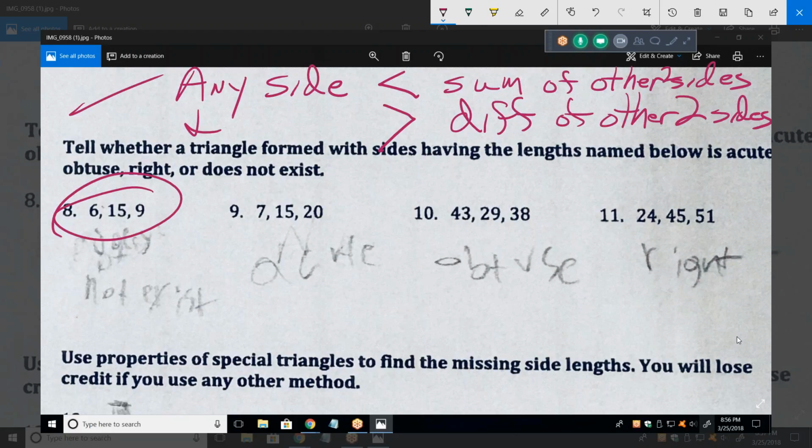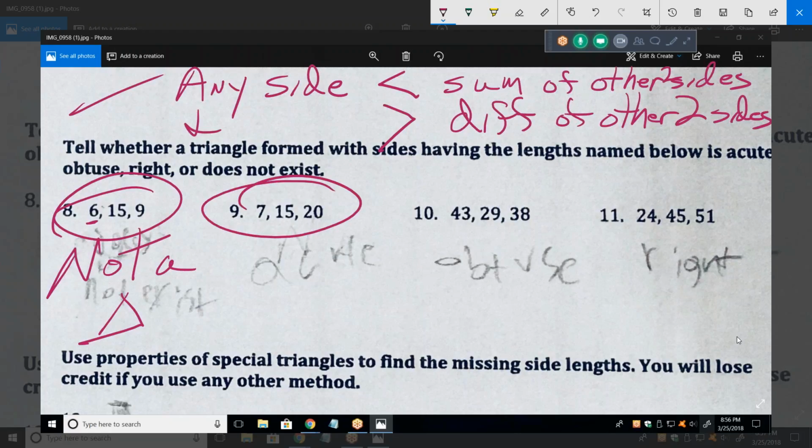Is 6 less than the sum of the other two sides? Yeah. Is 6 greater than the difference of the other two sides? No, it's equal to. Not a triangle. Number 9. So that's not a triangle.